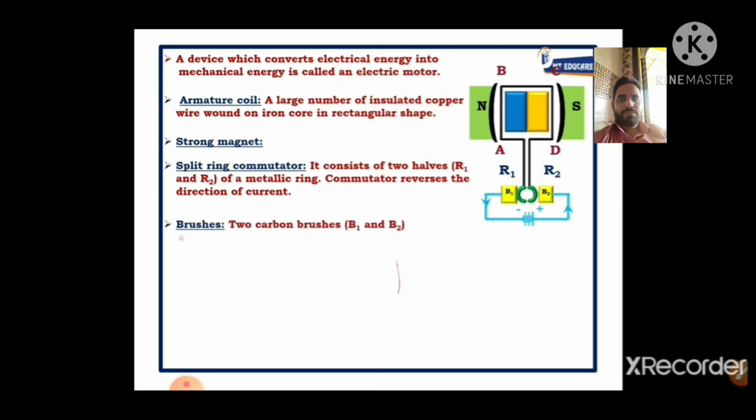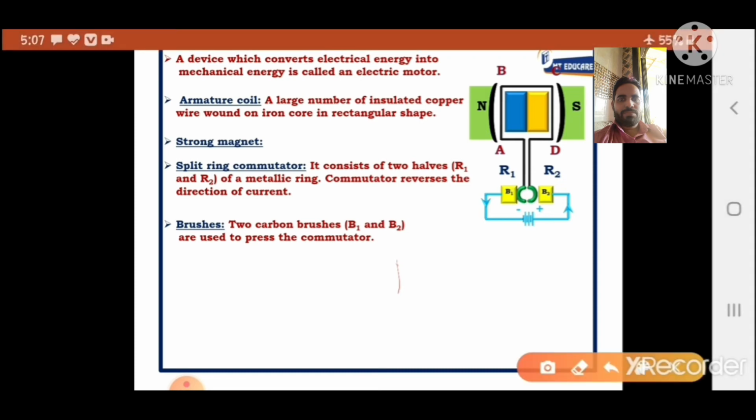Now the brushes are there. Finally, you can see the two brushes in yellow color. One is B1 and one is B2, which are attached to the split ring. These two carbon brushes, made of carbon, B1 and B2, are used to press the commutator so that the commutator can rotate very easily.